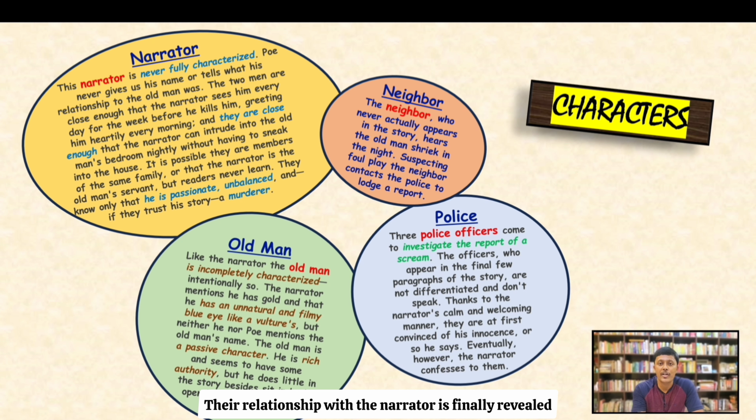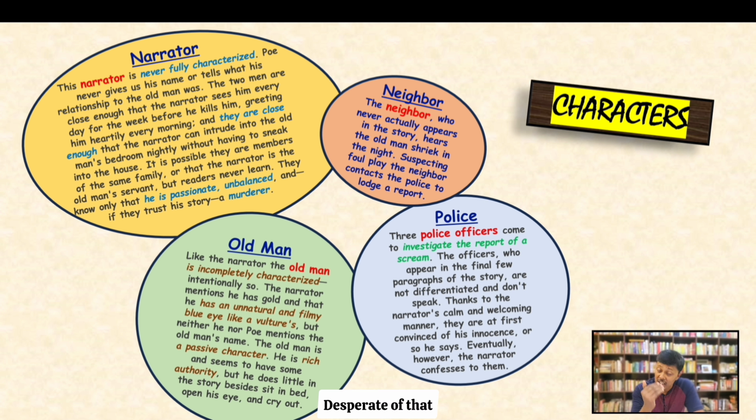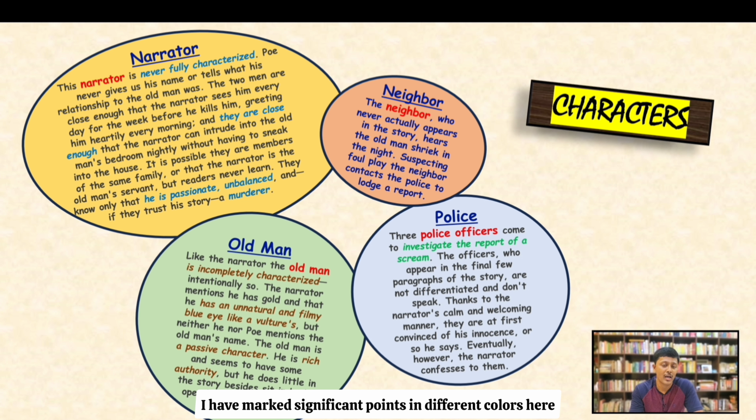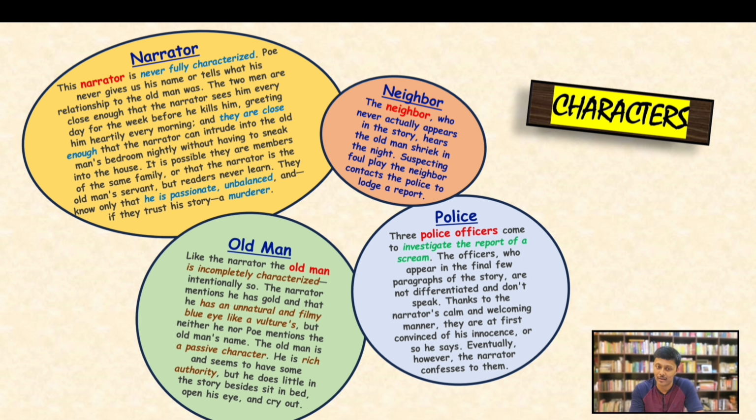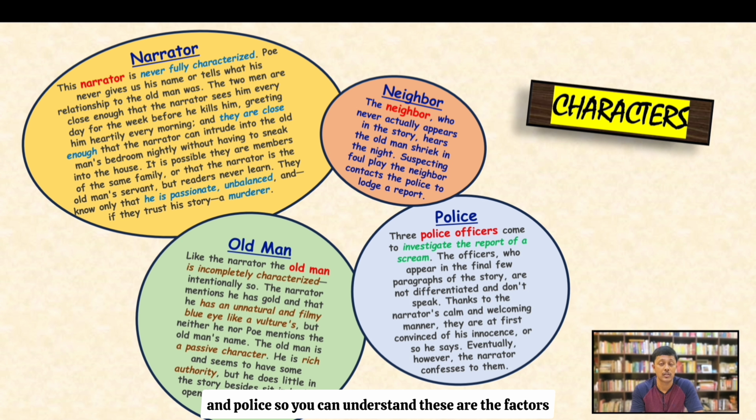Their relationship with the narrator is finally revealed, and because they are not investigating properly, they do not have the proper clue. As a result, it is the narrator finally who reveals his guilt, who confesses ultimately. So the police are also passive factors for the narrator, because the narrator does everything in the story. Again, this is just a shorter view of all the characters. Don't judge these characters from the shorter view. For your convenience, I have marked significant points in different colors for the narrator, old man, neighbor, and police, so you can understand the factors associated with each character.